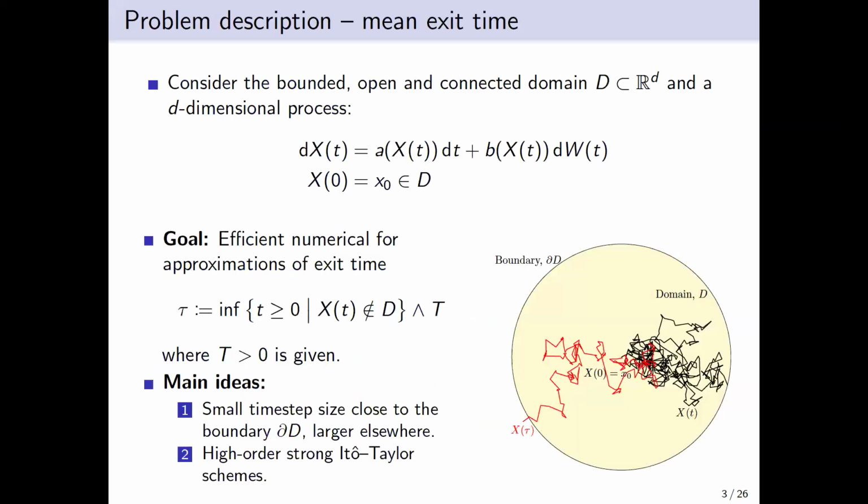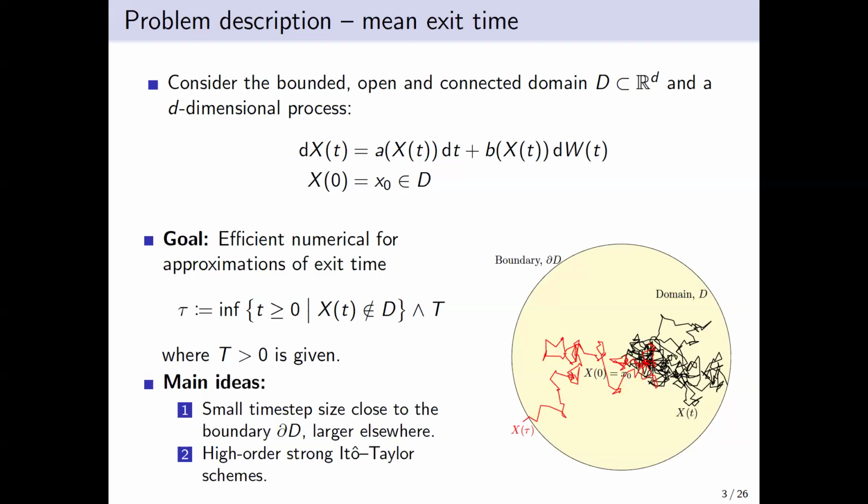Okay, so I start with the mean exit time problem. Here is the problem in a nutshell. You have some kind of bounded, open and connected domain, which is a subset of R^d. You have a diffusion process, so this is an Itô SDE. It's an autonomous SDE in the setting we're considering here, but it doesn't change much if you make these coefficients time dependent.